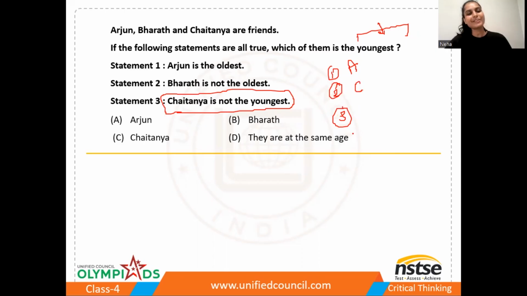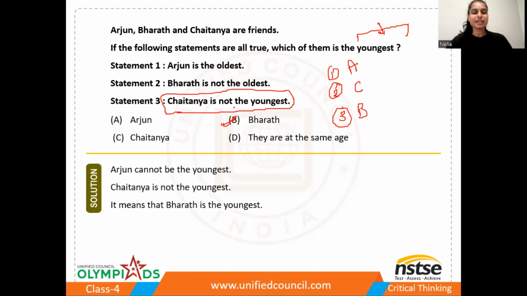One place is there only for Chaitanya. Then Bharat will come here, right? So which of them is the youngest? Yes, Bharat is youngest. That means option B is your right answer.